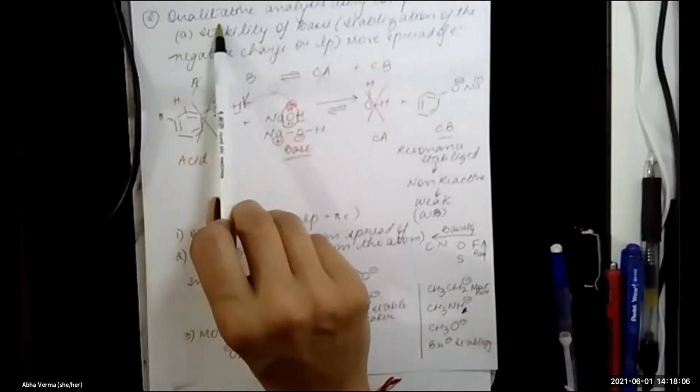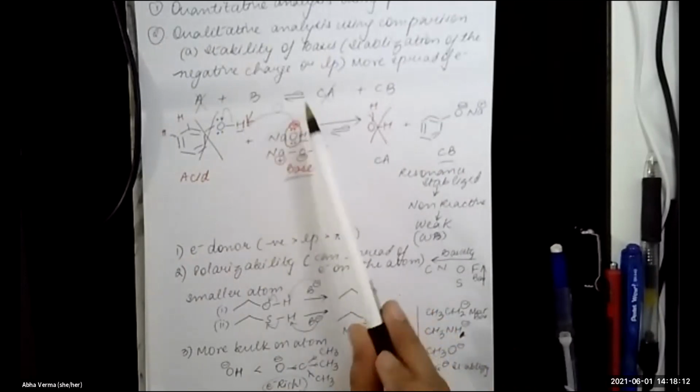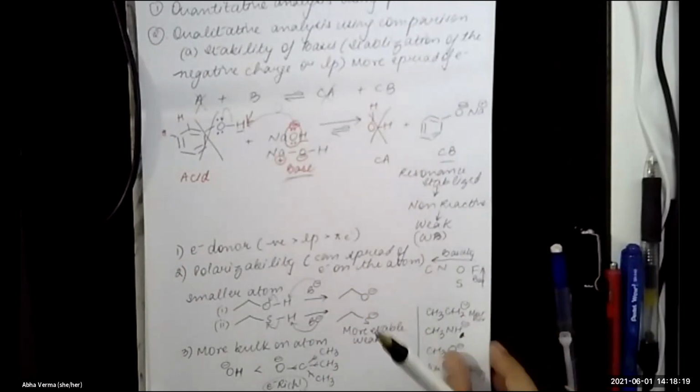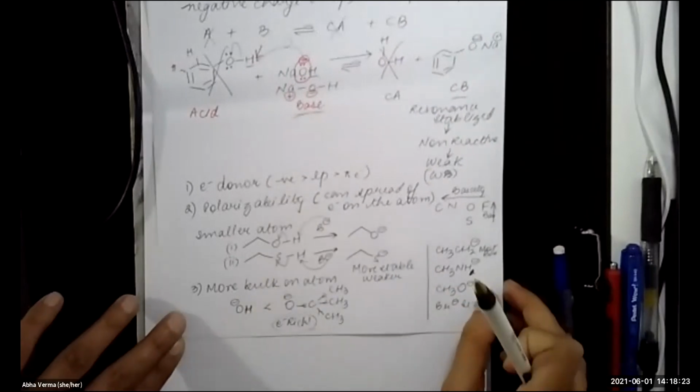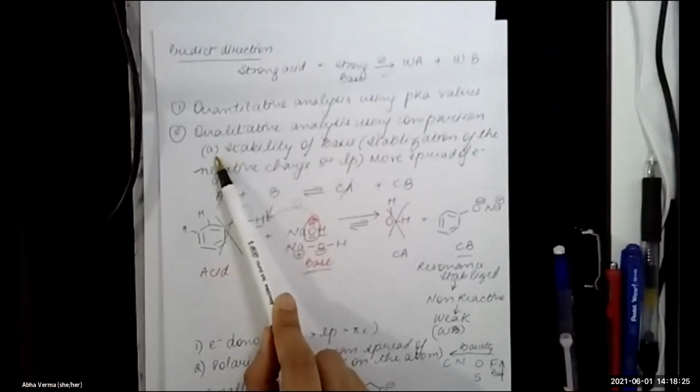So when we do the qualitative analysis, stability of bases is what we look at first. And you need to recognize the stability by the spread of electrons. And the other things that we recognize bases are these three things. Moving on, the second thing that we can look at or compare when we are doing qualitative analysis is the strength of acid.